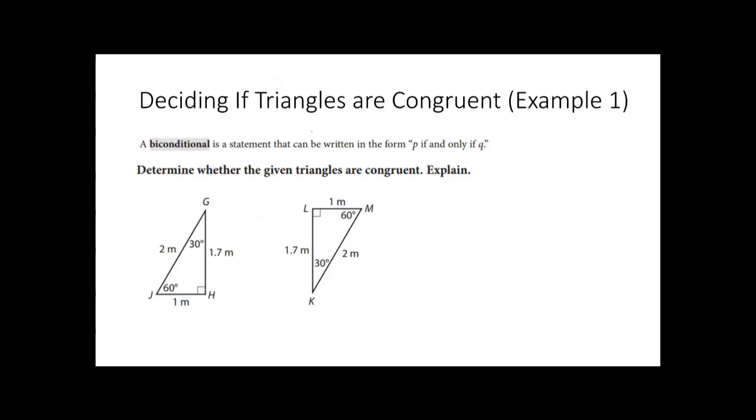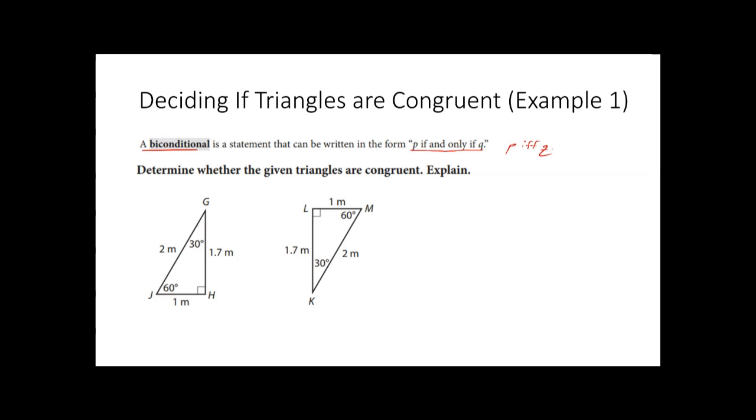All right, deciding if triangles are congruent. Example 1. First things first, a biconditional is a statement that can be written in the form P if and only if Q. So in this situation for CPCTC, all the angles and sides have to be correspondingly congruent in order for those triangles to be congruent. But if you have one little piece that's off, it's not going to work. We're going to get to that.